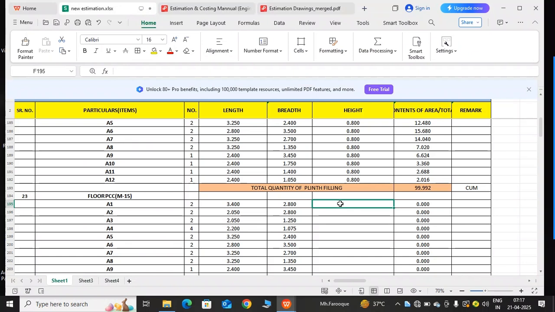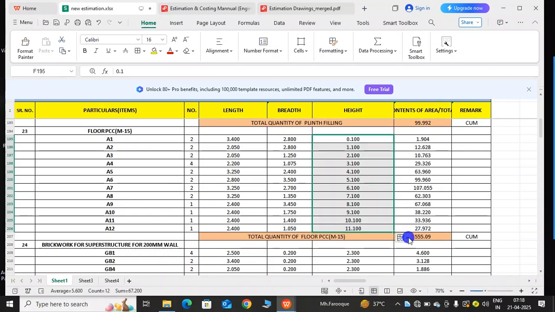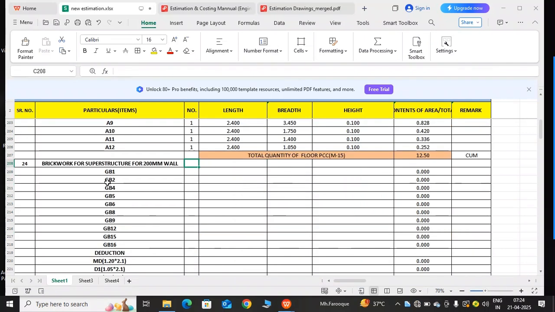If it is different, you can write that one: 0.100. So it is the same for the rest of the areas. You can scroll it down and click copy values. And it is done. Engineers, next we have brickwork for superstructure for 200 mm wall. First of all, we need to write GB1, GB2, GB3.